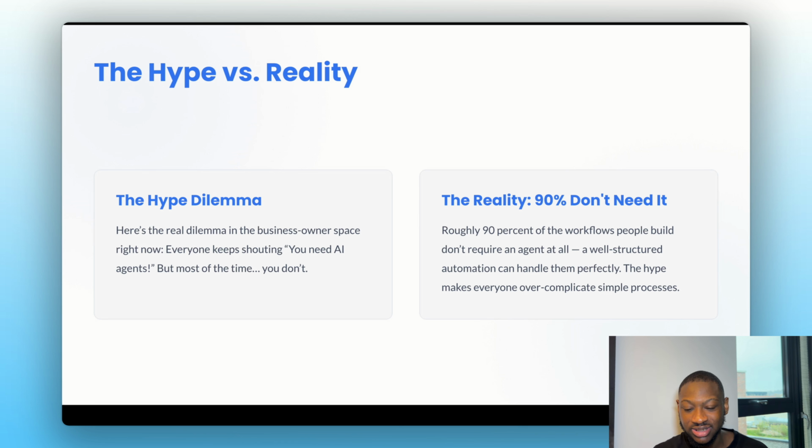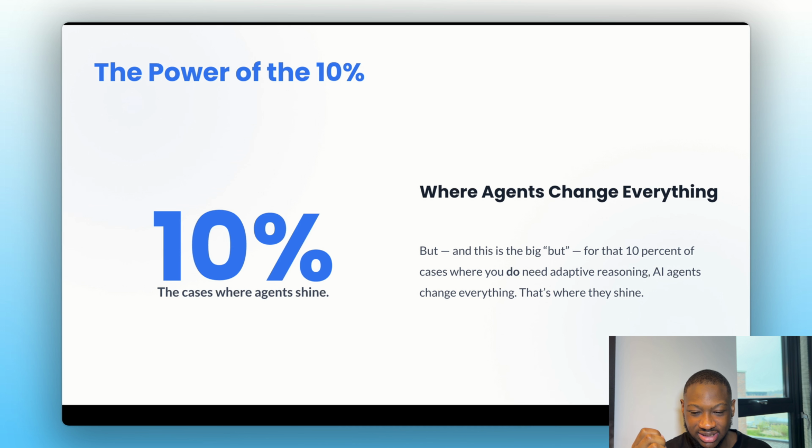And here's what that causes, because there's a real dilemma in the business owner space right now. If you have been speaking with business owners or taking sales calls with business owners, everyone keeps shouting, you need AI agents, but most of the time you do not. Because I've looked at a lot of business processes in my work at Fiction AI, which is my agency, and to be honest, 90% of businesses don't need it. A well-structured automation can handle what they need perfectly. The hype makes everyone overcomplicate simple processes.